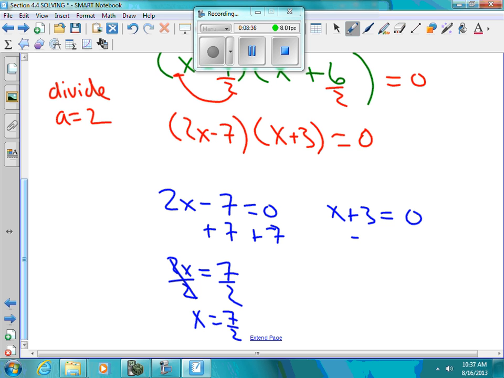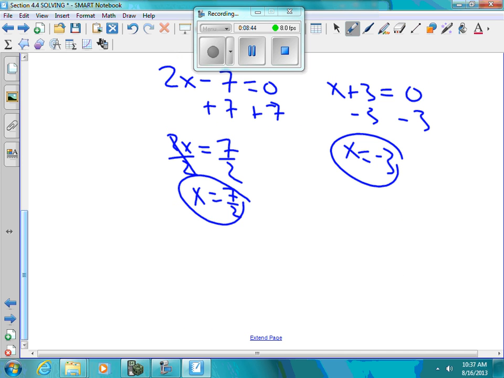Over here, a little bit more straightforward. All I have is a plus 3. I subtract 3 from both sides. I get x is negative 3, and x is 7/2. Do I take my word for it? You take my word for it? No, we should check it. And to show your work by checking, you have to show plugging it in.